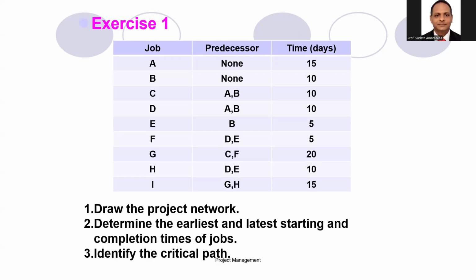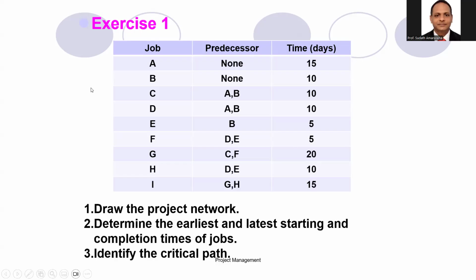Why are we going to calculate the earliest and latest starting and completion times? To find the critical path. There are two ways we can find the critical path: the longest path method as well as the earliest starting time and latest completion time method. I'll explain one by one in detail. Okay, let's draw the network diagram now based on the jobs and the immediate predecessors.